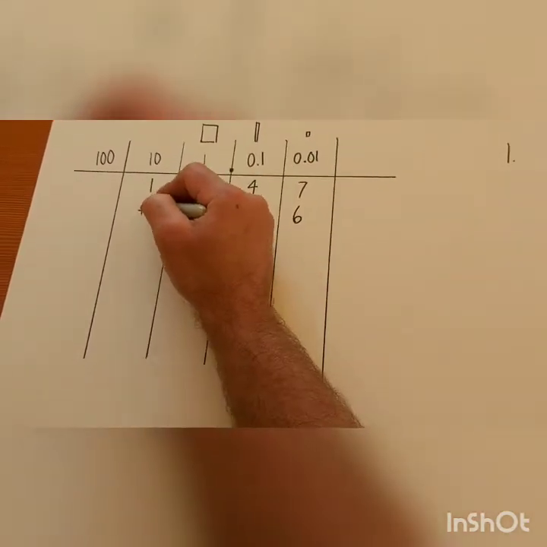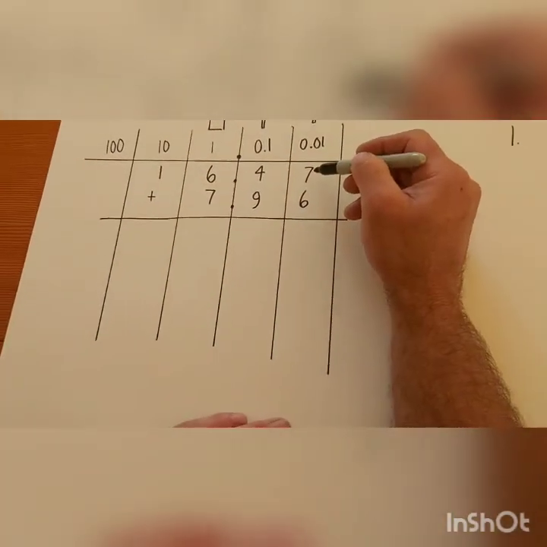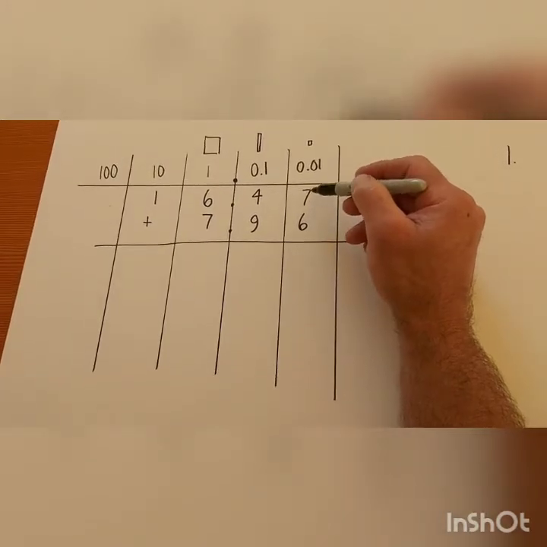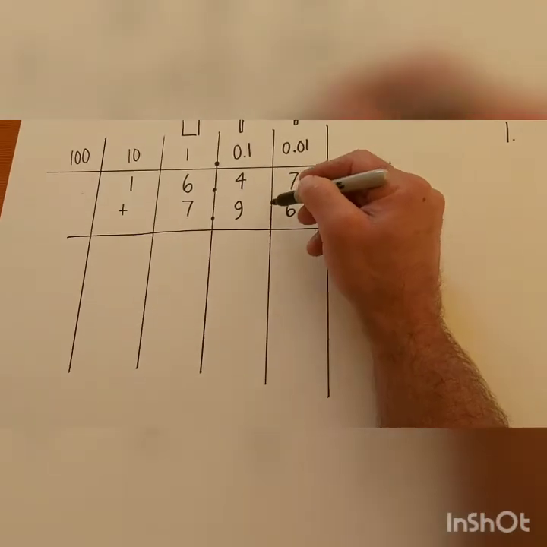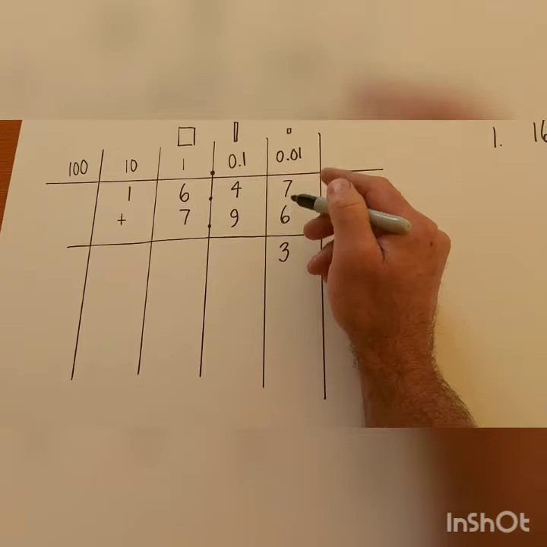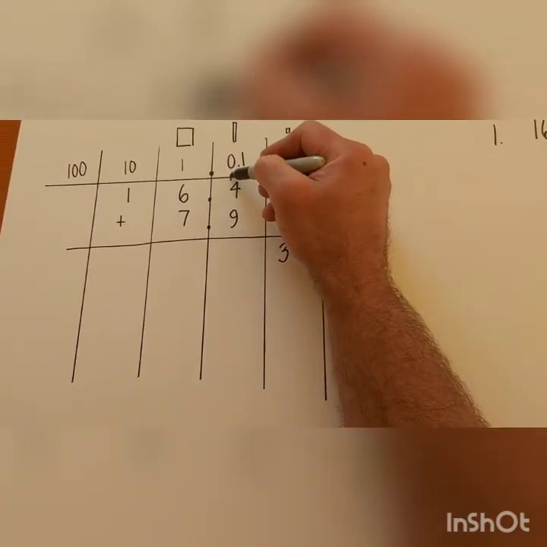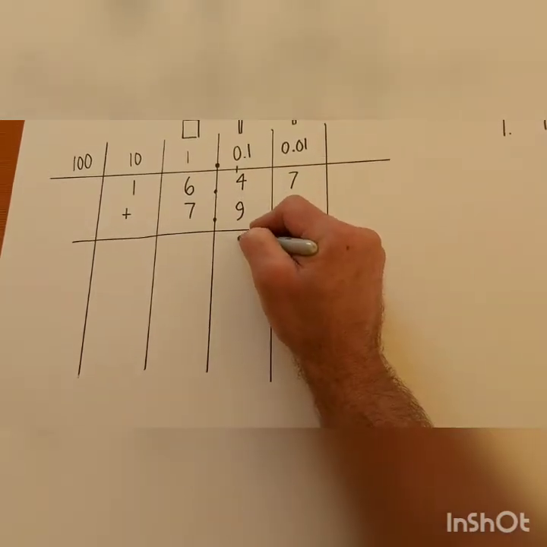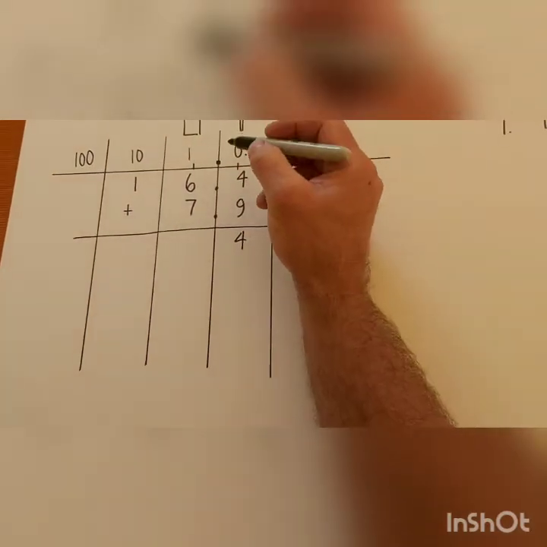Now I'm ready to add the two numbers together. I always start with the smallest value possible. In this question, I have numbers in the hundredths column. 7 plus 6 is 13. I write the 3 and I carry the 1 to my tenths. 4 plus 1 is 5, plus 9 more is 14. I write a 4. I carry the 1 to my ones.